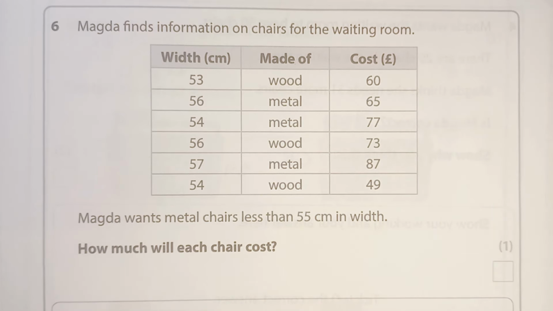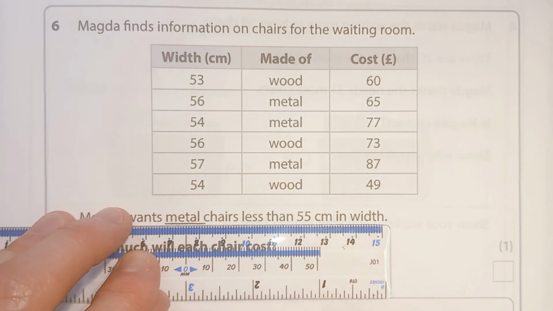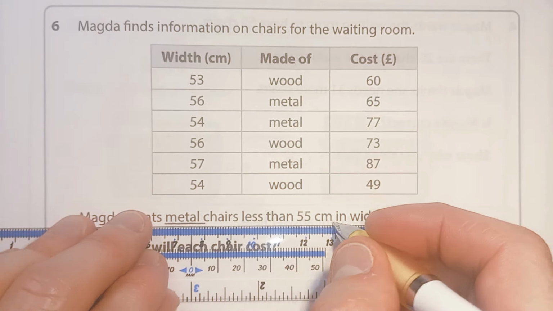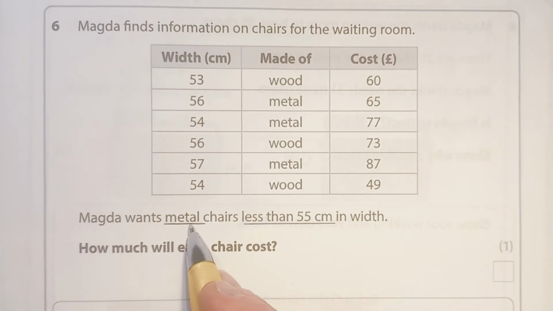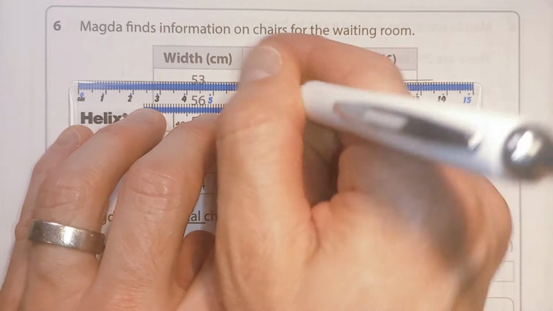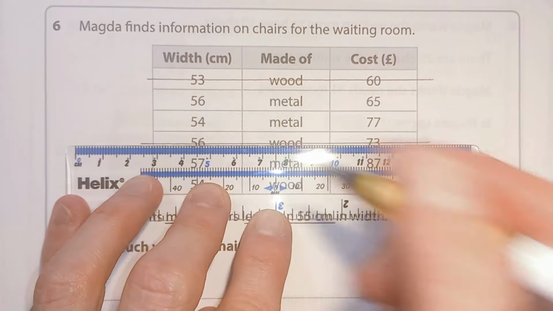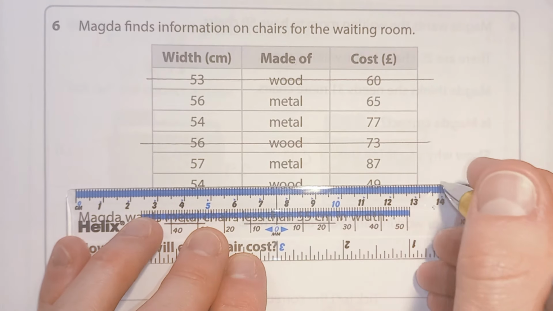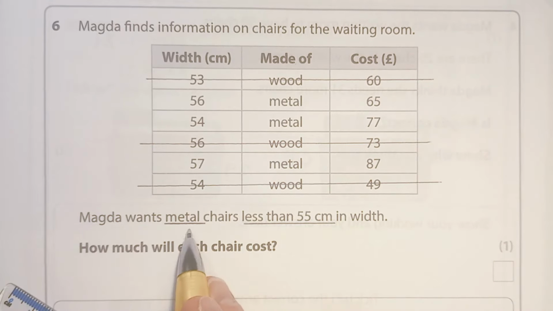Right, so there's two things we're looking at there. We want metal chairs and less than 55 centimetres. So if we want the metal ones, well then the top one's no good because it's made of wood. And this one's no good. And this one's no good. Okay, we get rid of those straight away because they're not metal.